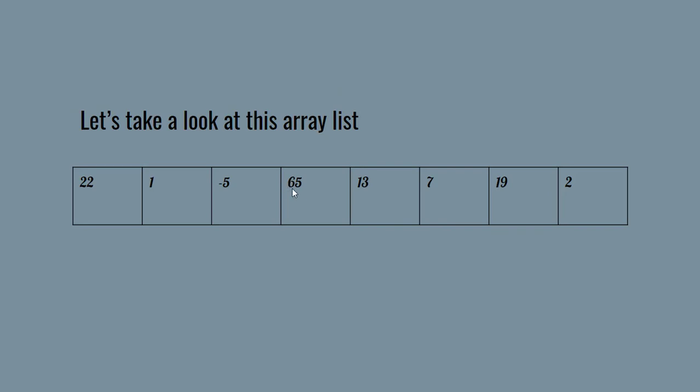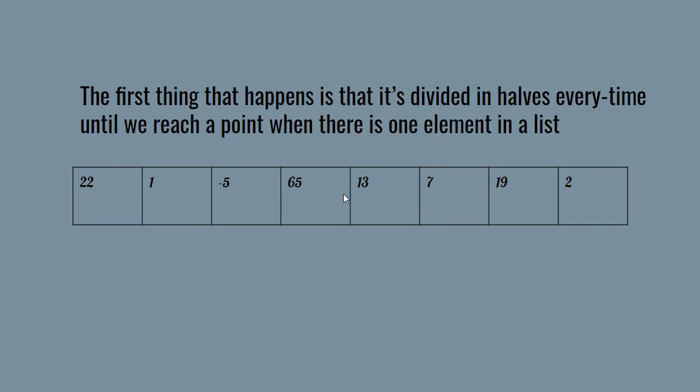Now, let's look at this array list. Here you can see this is an unsorted array list, and now we just have to go through how we go about fixing it and making it sorted. Well, in merge sort, the first thing that happens is that we divide the list in half, and then again that part in half, and then again those parts in half until we get only one element in each list.